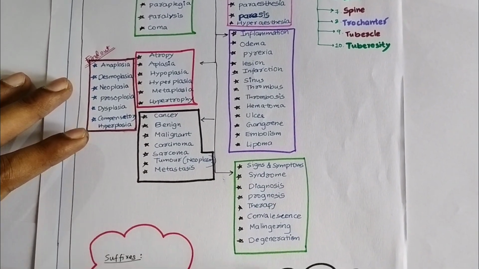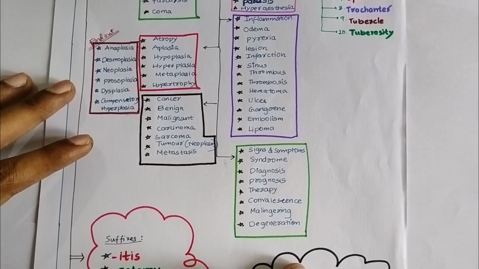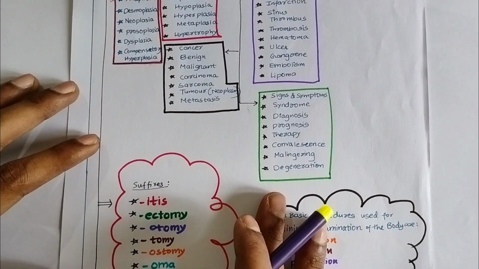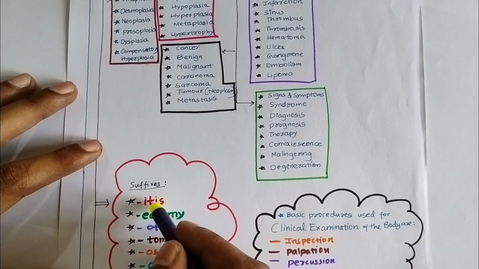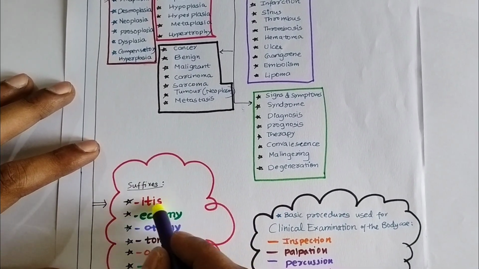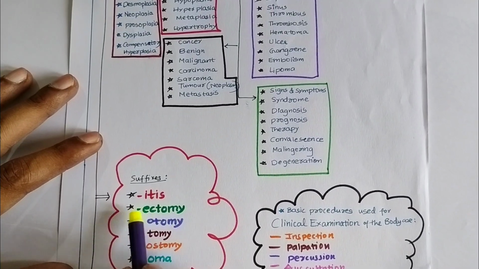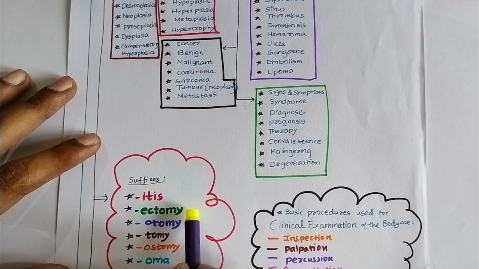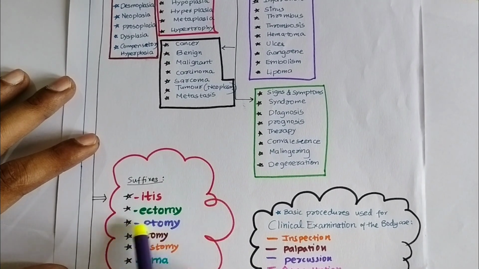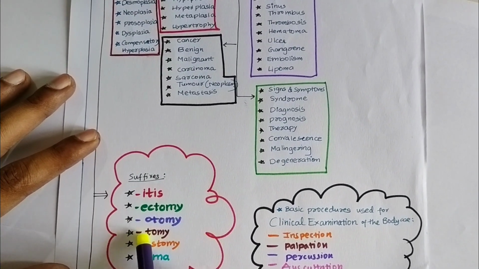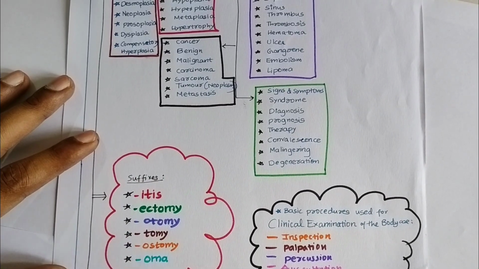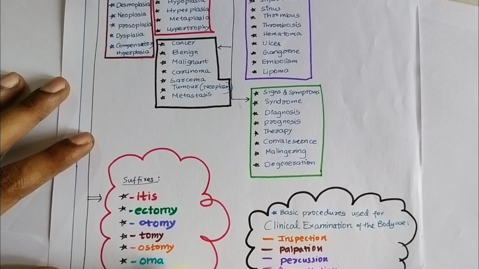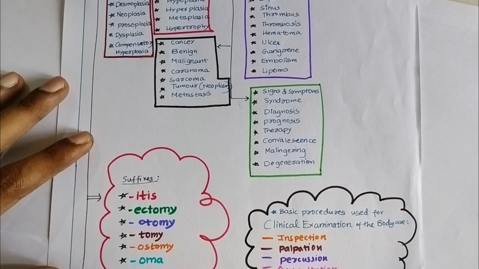You should know. And if you see the terms of the clinical conditions like itis, like appendicitis, pancreatitis, it's the inflammation. So itis, and ectomy, appendectomy, tonsillectomy, and otomy, hysterotomy, laparotomy, and tomy, like it's the act of cutting in the surgical operation, and ostomy, like tracheostomy, and oma, lipoma, osteoma, hemangioma.